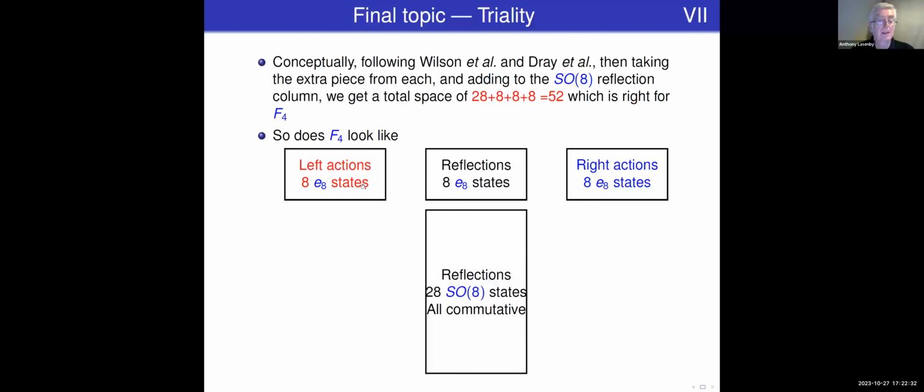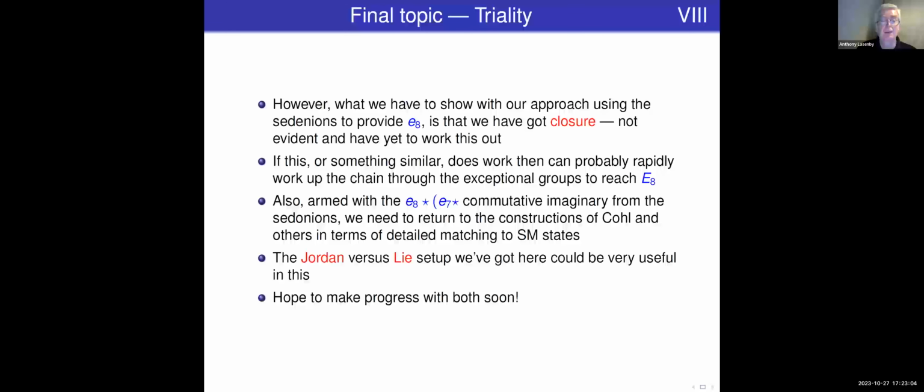So the question is, is this how F4 works? And to do that, I have to work out whether these actions close, whether I can actually find out whether the group actions all give me closure. And that means doing this for the Sedenian states as well. I think it'd be quite interesting if underlying the attempts to move up to these higher exceptional groups, we do in fact need the Sedenians. And that's something I would like to get to the bottom of.